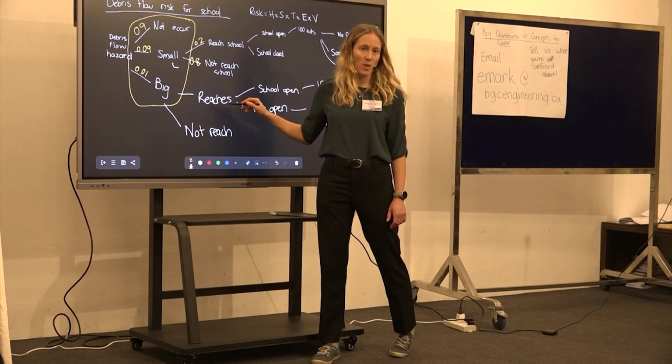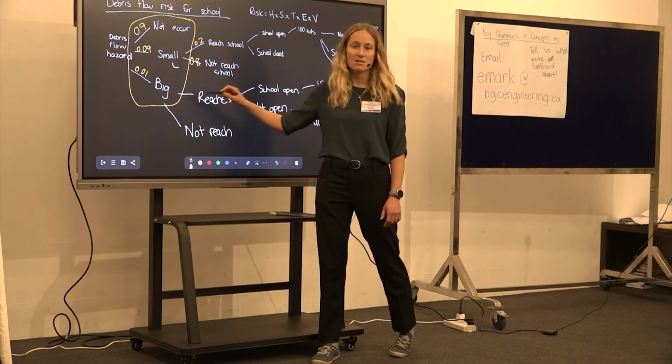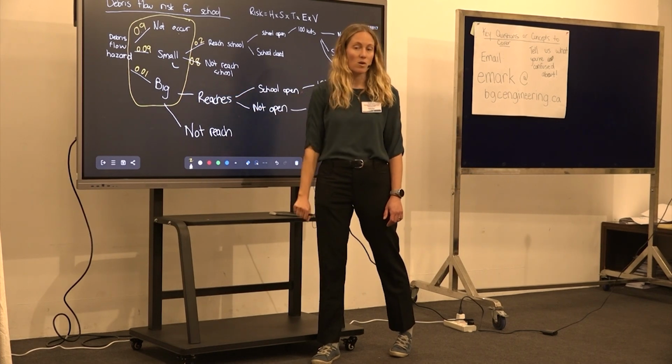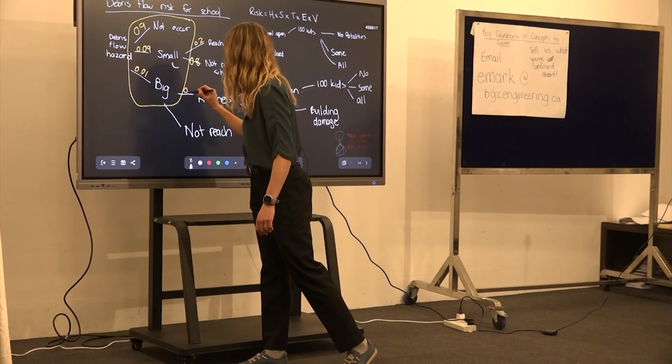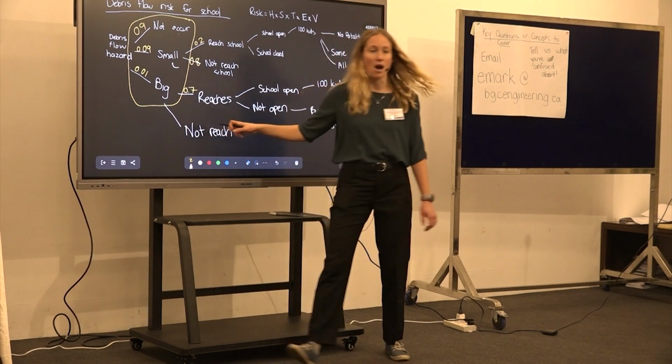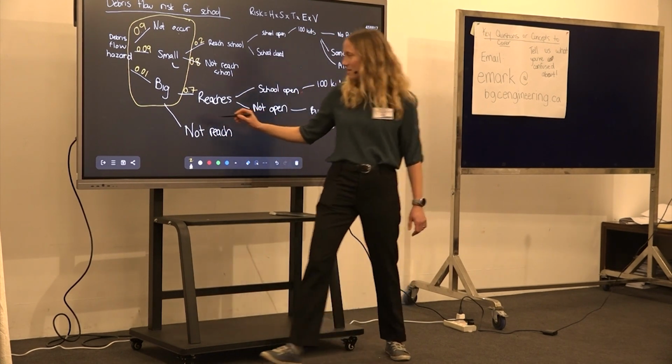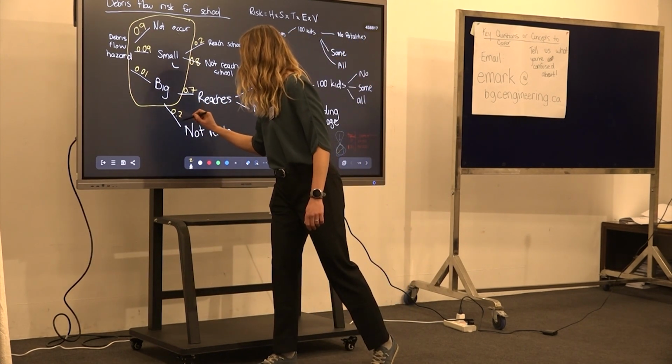Now we're moving down to the big one. Would anyone like to pick a number for the chance that the big event reaches the school? 0.7. All right. This is a big one. Okay, what's the chance of it not reaching the school? Perfect. You're getting the hang of it.